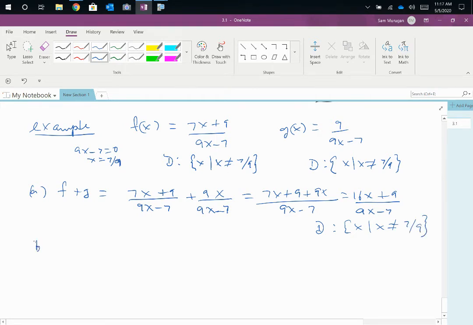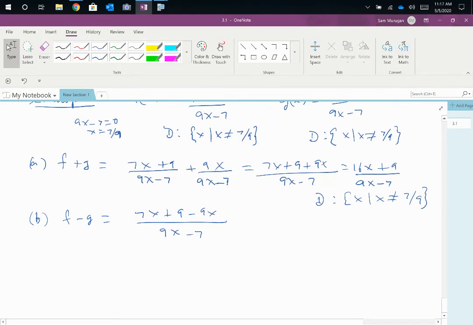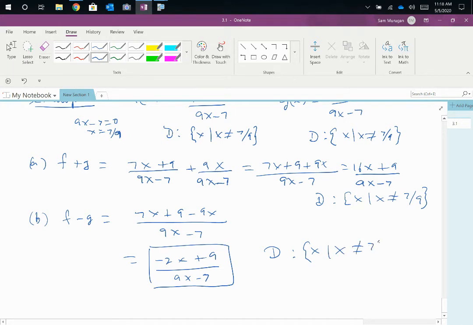If we were subtracting the functions, f minus g, we would have 7x plus 9 minus 9x over 9x minus 7, which comes out to be negative 2x plus 9 over 9x minus 7. Domain: x not equal to 7 over 9. Okay, I should be boxing these answers.